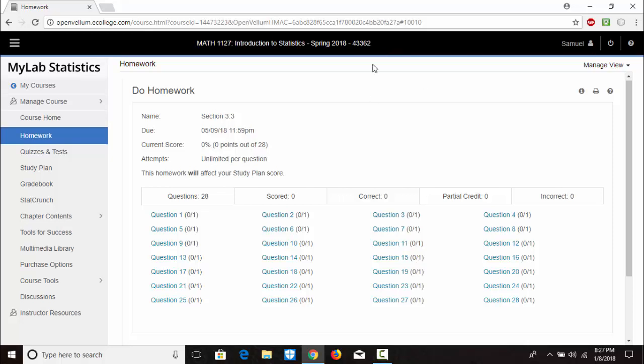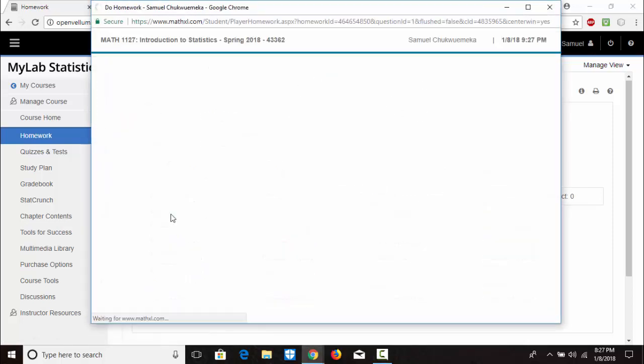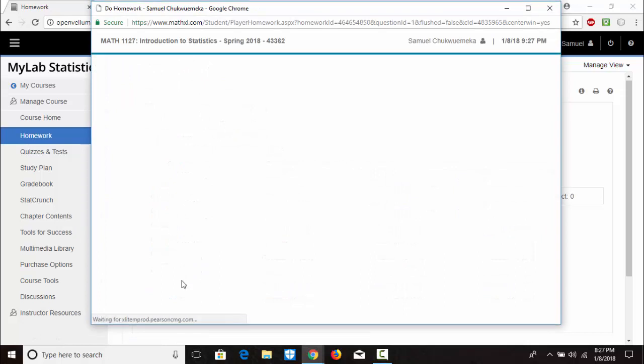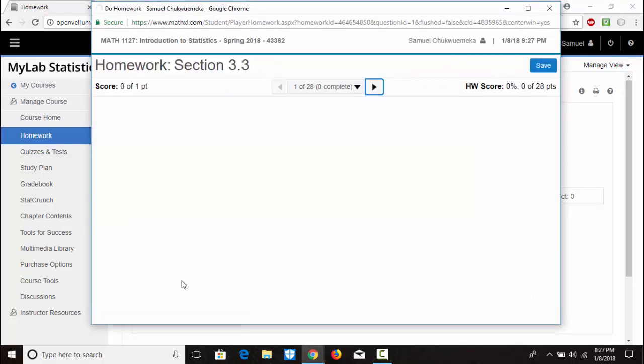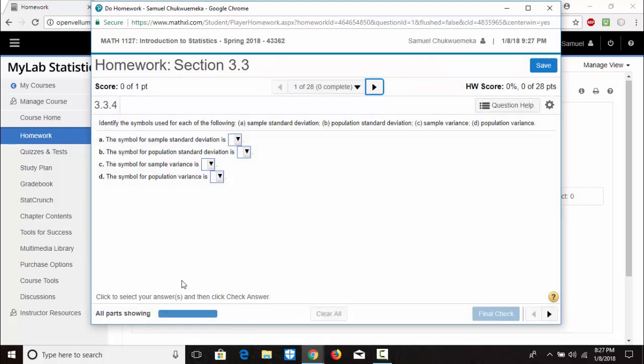So let's begin. Question 1. We shall do some questions with my calculator, and we shall do some other questions with StatCrunch. Question 1, identify the symbols used for each of the following. Sample standard deviation is S, lowercase s.